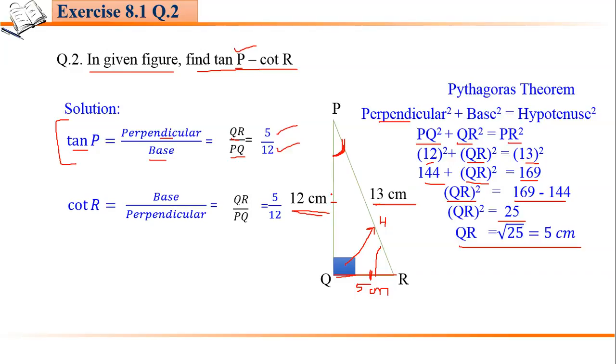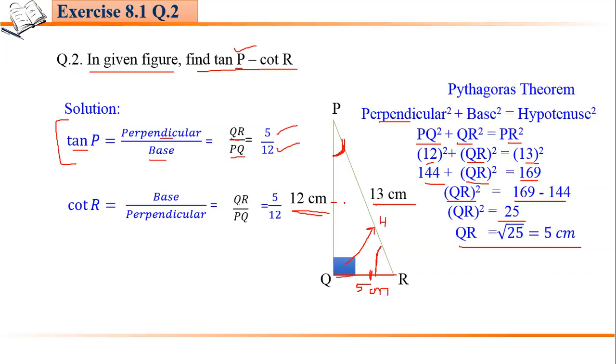Now we have to calculate cot of angle R. अब अगर हम एंगल R को कंसीडर करते हैं तो इसके ऑपोजिट वाला ये जो साइड है, this will be आवर परपेंडिकुलर. This is hypotenuse and this QR will be our base.